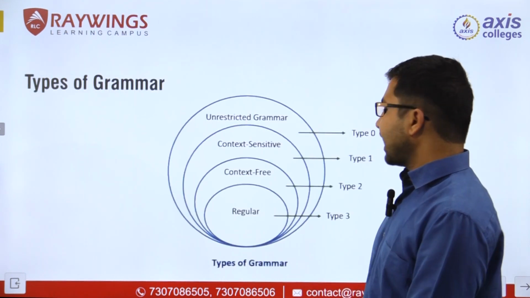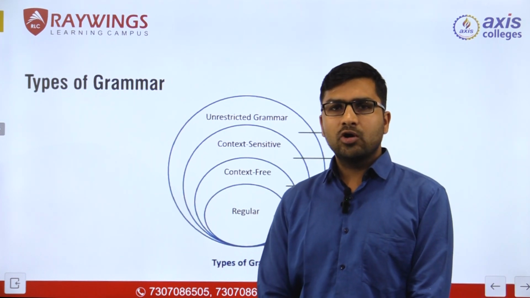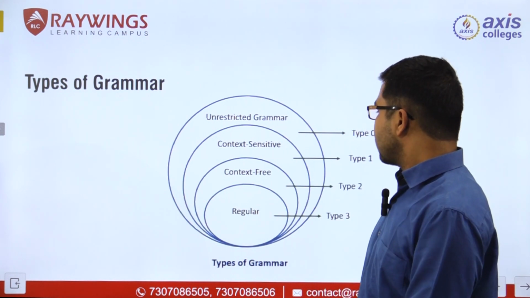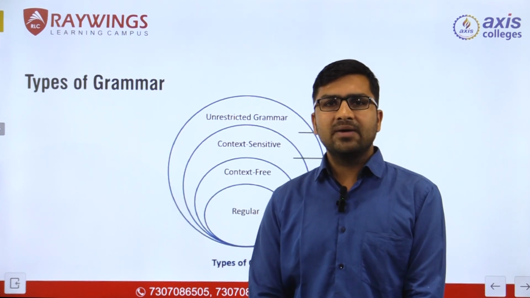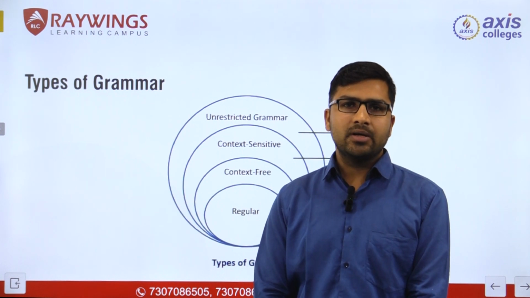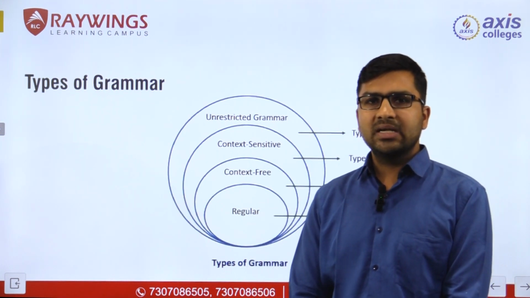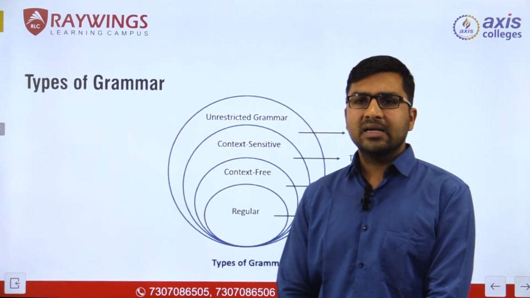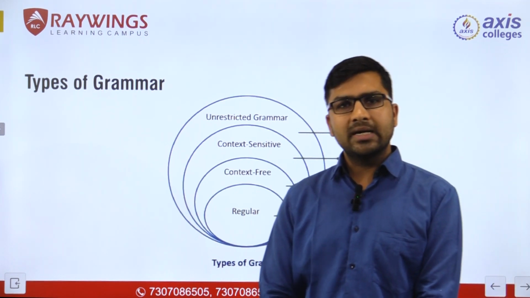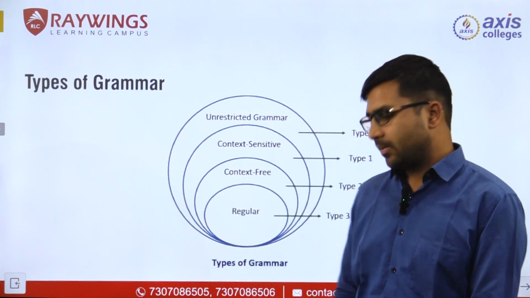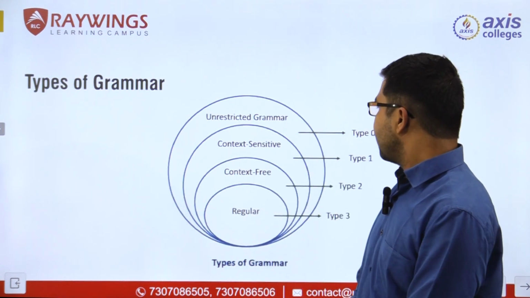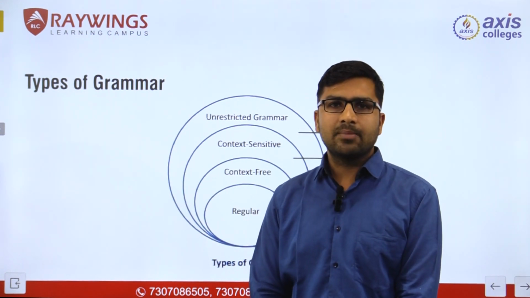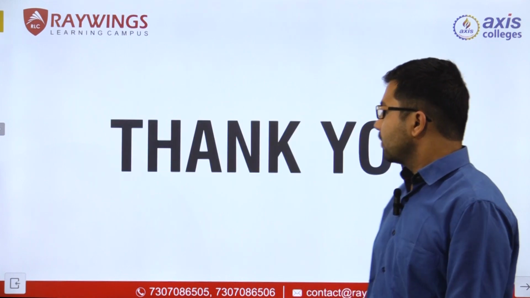In the last grammar, type 3 grammar, a variable is followed by a terminal or a terminal followed by a variable. Regular grammar has two types, left linear regular grammar and right linear regular grammar. In left linear regular grammar, the variable is to the left of the terminal, and in right linear regular grammar, the variable is to the right of the terminal. So in the following manner, we can derive type 0 grammar, type 1 grammar, type 2 grammar, and type 3 grammar. Thank you.